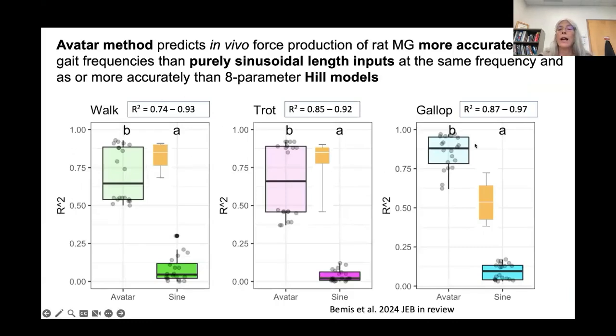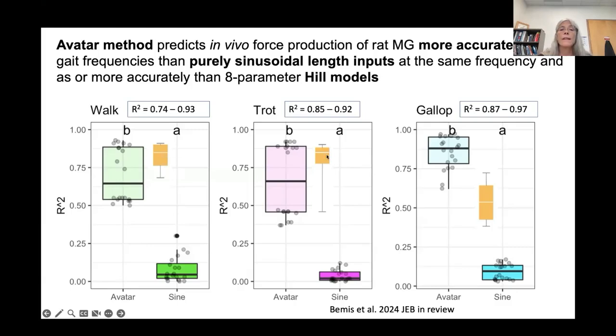So she looked at walking, trotting, and galloping strides from the rats, and she measured the R-squared between the muscle avatar and the actual observed in vivo force data. And so you can see that for all three strides, the sinusoidal length inputs really did a poor job of predicting the in vivo force, and the avatar did a much better job.